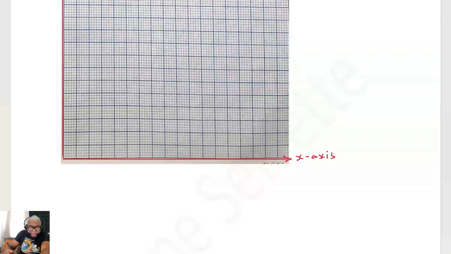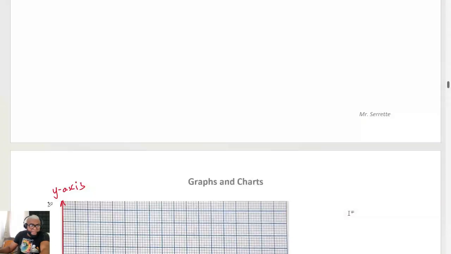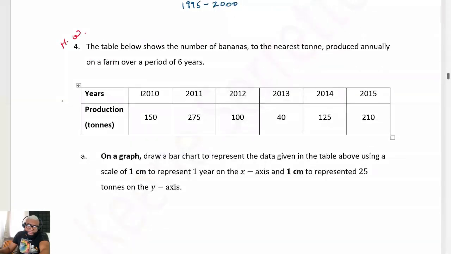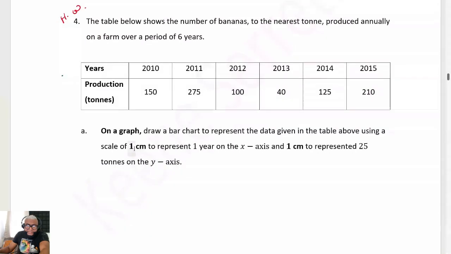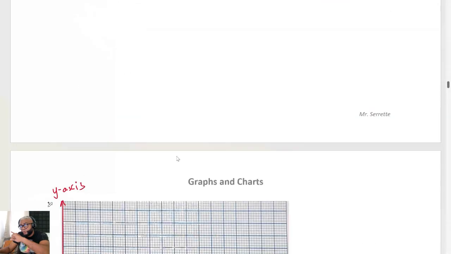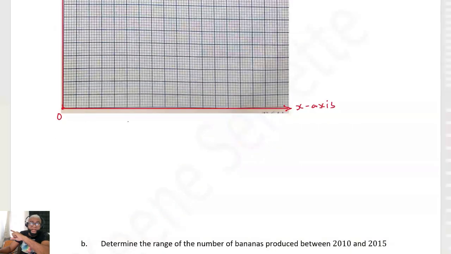When you deal with these kinds of graphs where you're doing years, here's 0, but you're starting from the first year. What's the first year up here? 2010. So the first bar will be 2010. It's 1 centimeter to represent 1 year, so I will skip a centimeter, and this first centimeter bar that I'm going to draw would represent 2010. Let me put my y-axis in because I want to draw the bars as I go along.